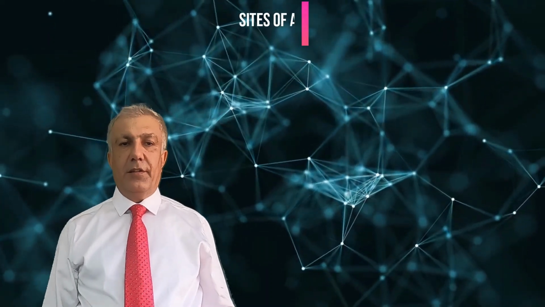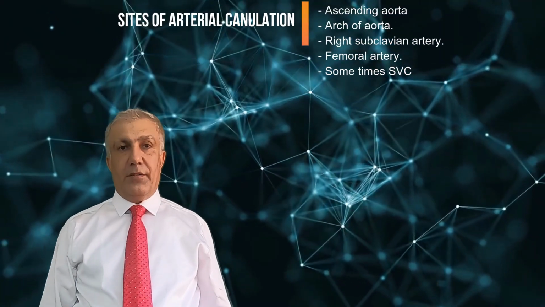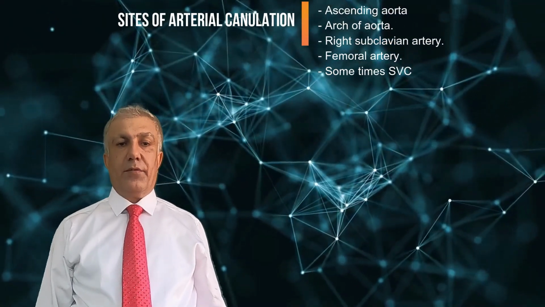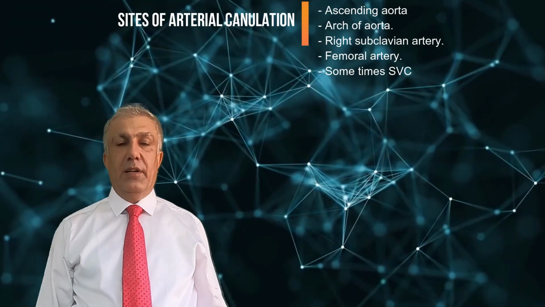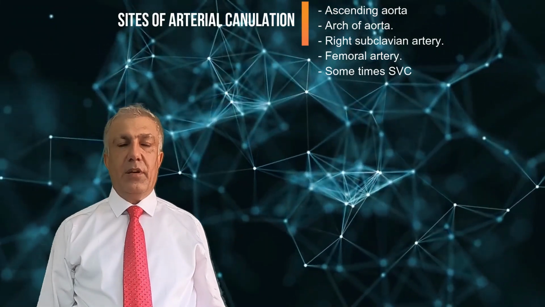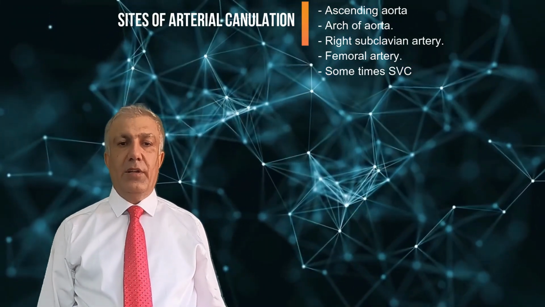Sites of arterial cannulation. Most commonly, the ascending aorta is used. Other places are the arch of the aorta, right subclavian, femoral artery, and in some rare cases, for de-airing of the cerebral perfusion, the superior vena cava is used as an arterial cannulation.